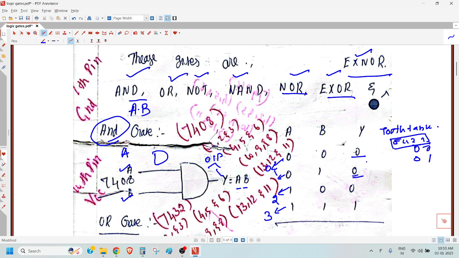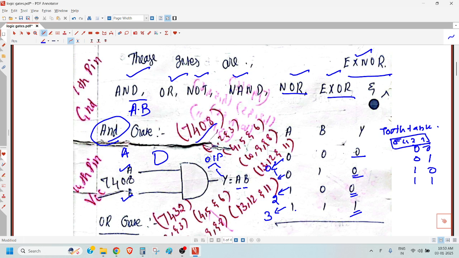Then afterwards the 2 combination, 1 0. 1 into 0 you will get 0. Then finally 3, that is 1 1. 2 plus 1 is the meaning of 3, so we place 1 1. So 1 into 1 you will get 1. In this way we are doing it for the AND gate.